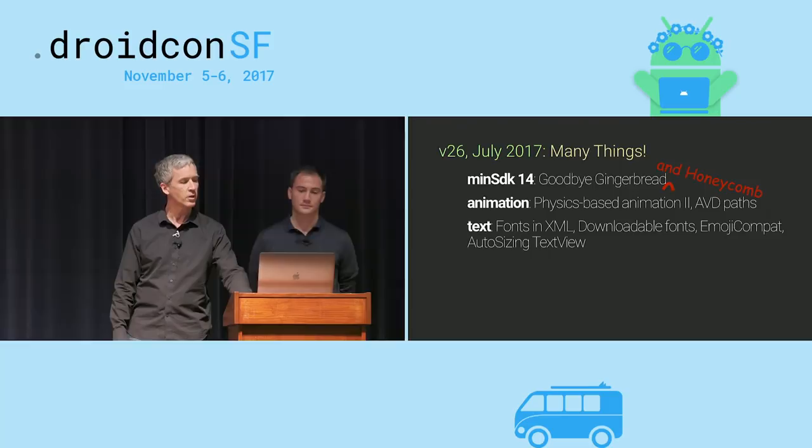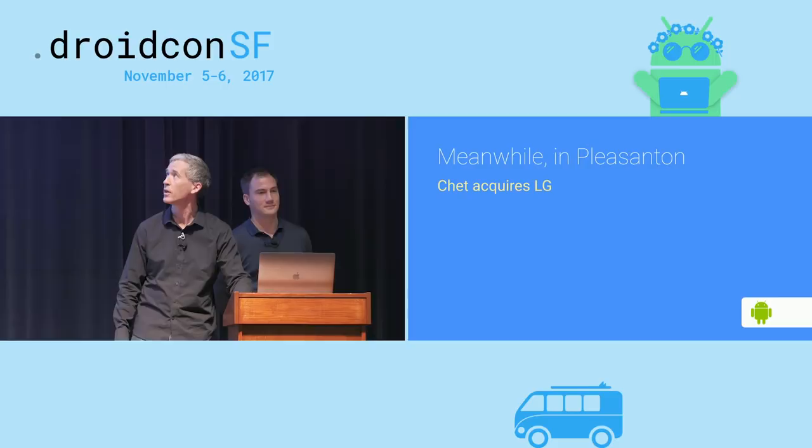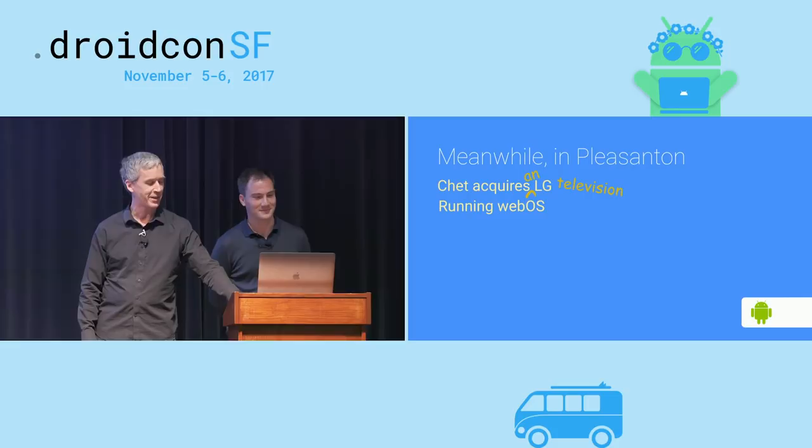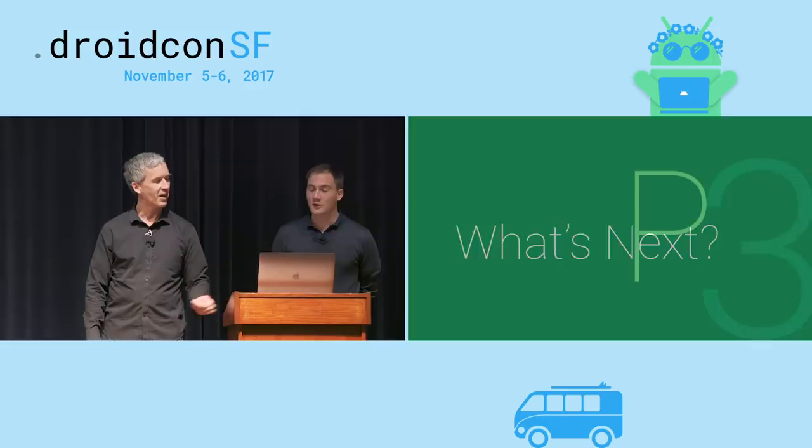Meanwhile, back in Pleasanton, California, Chet acquires an LG television running WebOS for hundreds of dollars. So now the question is, what next? Obviously, after O comes P, and nope, we're not going to talk about it.